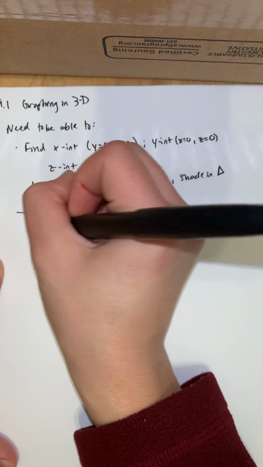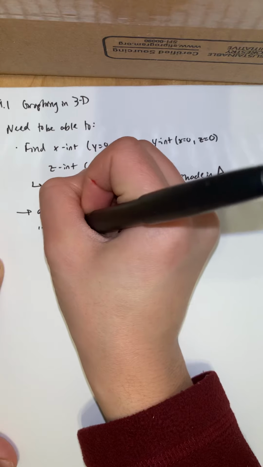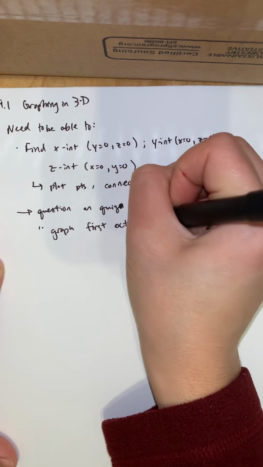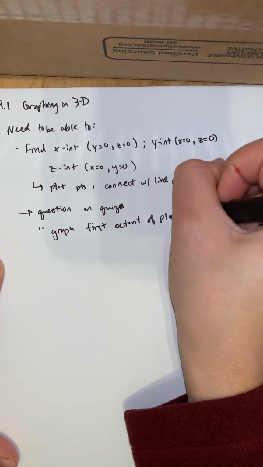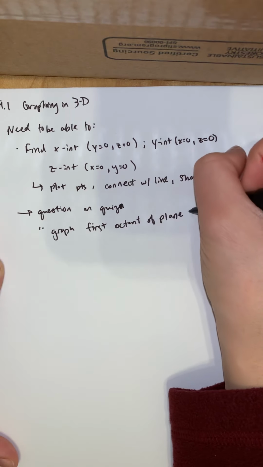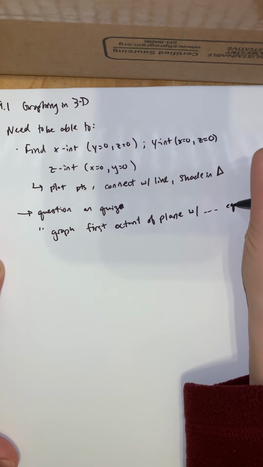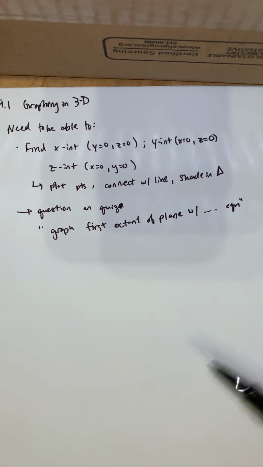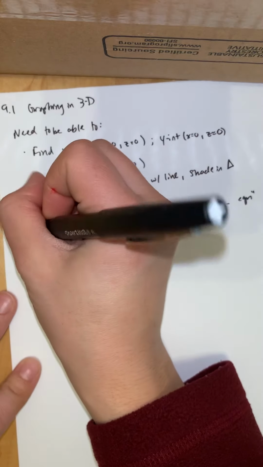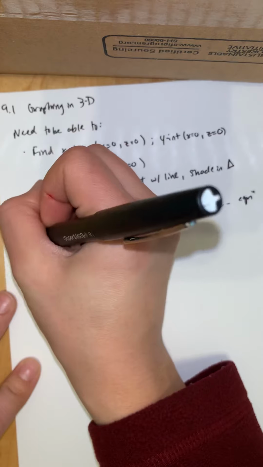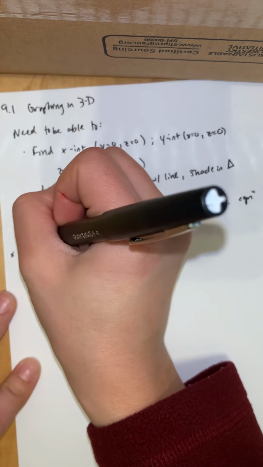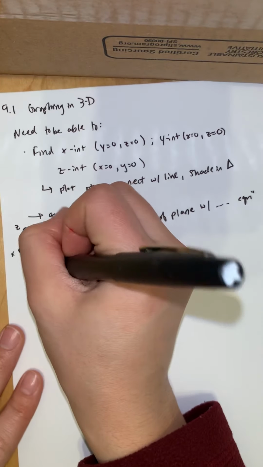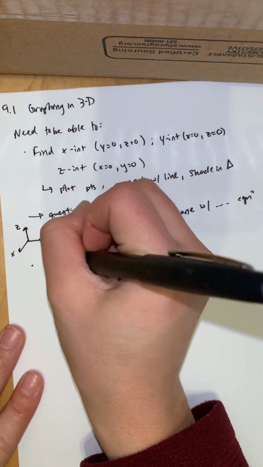So it would say something like, graph the first octant of the plane with some equation. To do that, you would just find all the intercepts and plot those points on your XYZ plane. Again, the one going up is z, the one going out is x, and the one going side to side is y, to be clear.